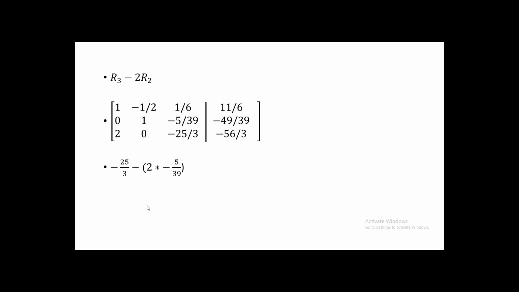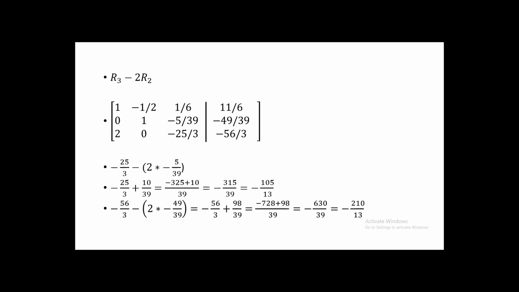Okay, the first thing was minus 25, this becomes 0. Minus 25 by 3 minus 2 times R2, that is minus 5 by 39, is equal to minus 105 upon 3. Now I have calculated and simplified it. Then minus 56 upon 3 minus 2 times minus 49 upon 39, this thing. Now when I simplify it, this is what I get.